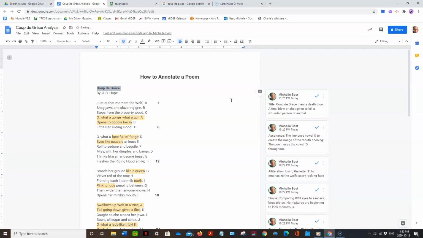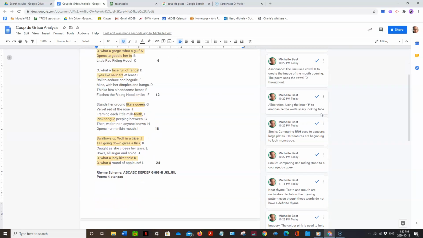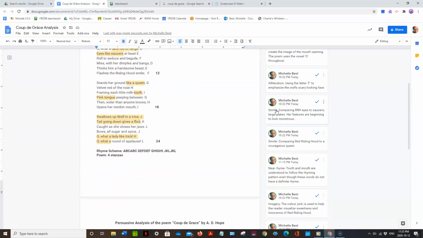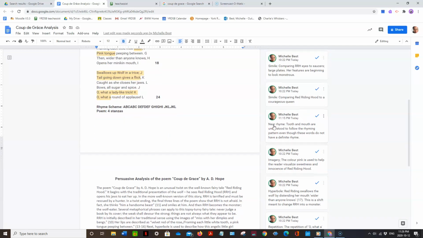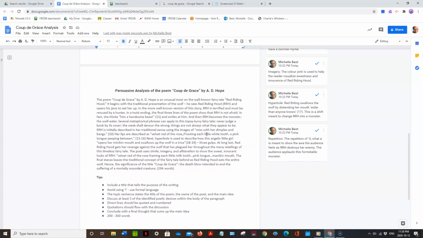So now that I've got my annotations done, I've managed to find about 6 of them. I've got a title here, I've got assonance, I've got alliteration, simile, another simile, I've got near rhyme, I've got imagery, hyperbole, and repetition. So you're looking for at least 5 different poetic devices. You're not going to just say simile all the time or assonance all the time.